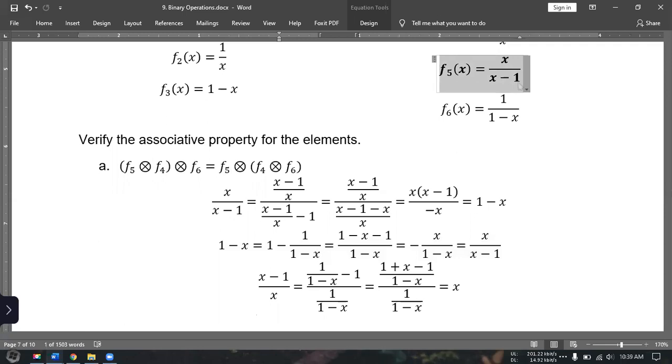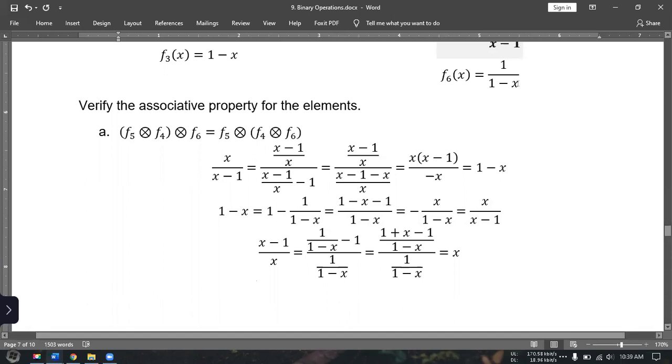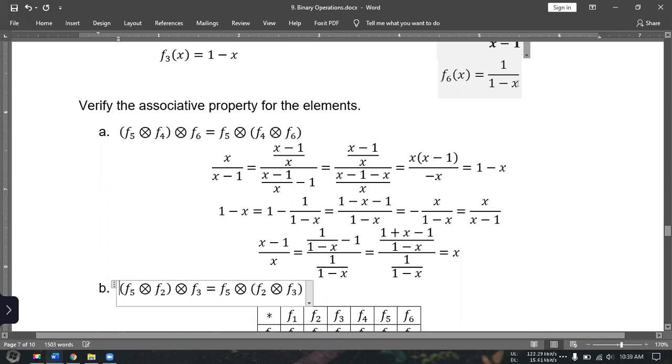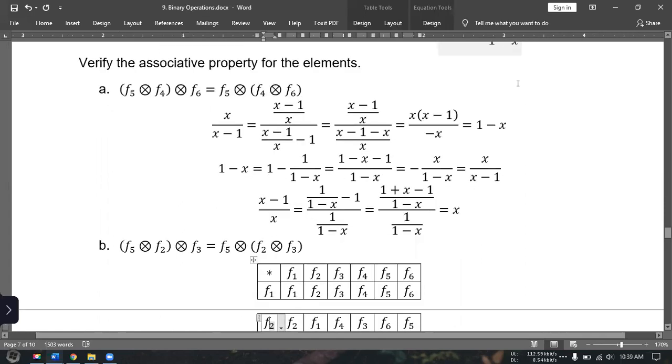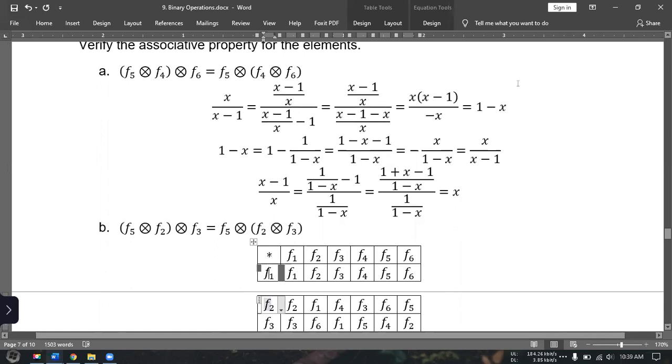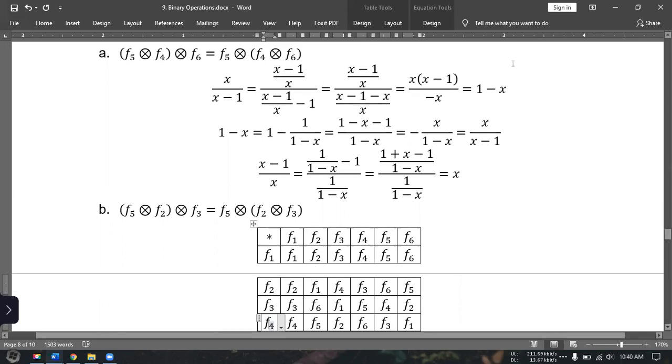Letter A is associative. This is using algebra. We tested the associative property algebraically. This time, let's try to observe the table. Where is the table? Nabura ko ata. Parang nabura ko yung solution sa number 1. Kaya ito yung table natin. Test lang natin. Test the table.